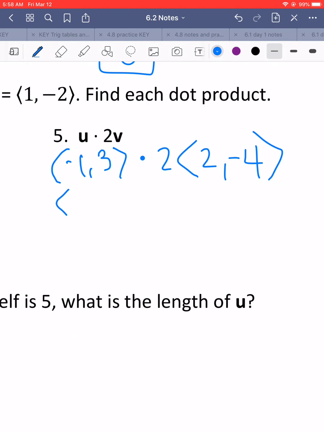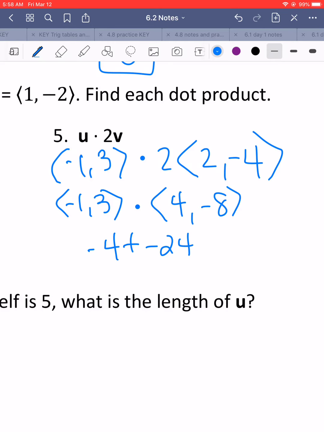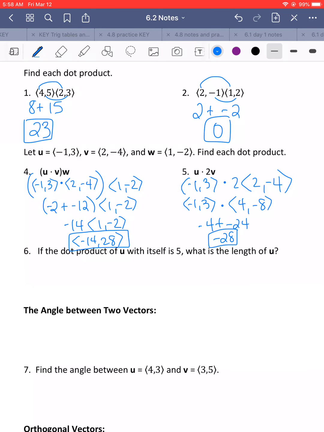I would start by probably distributing that 2. So I'm going to have -1, 3, still have my little dot product, but now I'm multiplying it by 4, -8. And then negative 1 times 4 is negative 4. 3 times negative 8 is negative 24. Adding those to get negative 28.